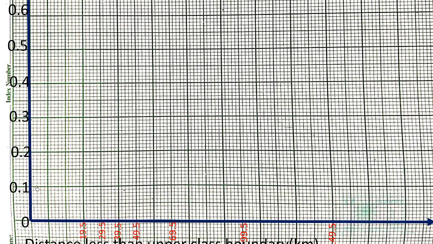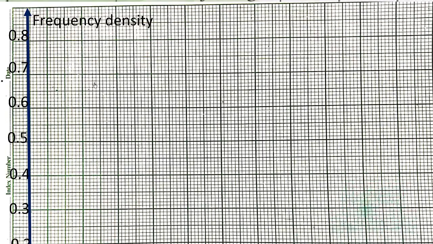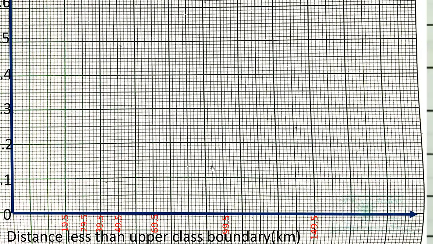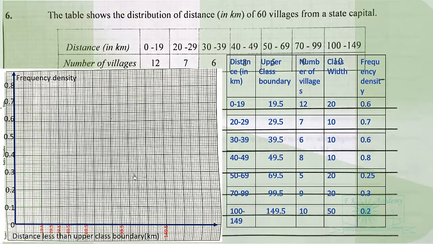So each of the boxes here is 0.01, so that if I want 0.1, I'll count 10 boxes. So that is the frequency density on the vertical axis for you. And on the horizontal axis, we have the distance less than the upper class boundary, in kilometers. We can now plot the histogram.